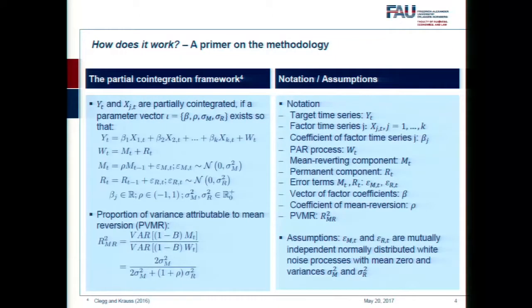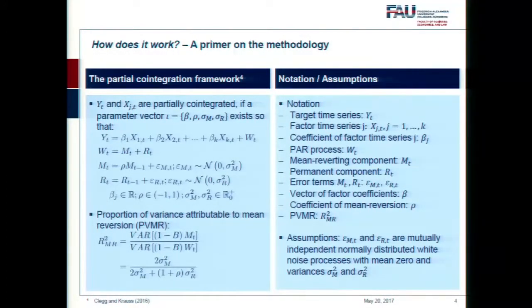So now that we know what partial co-integration is, we will discuss how it works. The target time series Y and the factor time series x1 to xj are connected by a partially autoregressive process. That means by a stationary AR1 process and a random walk process. What we assume is that the innovations belonging to the permanent component, to the AR1 process and to the random walk process are mutually independent and normally distributed white noise processes with zero mean and variances sigma square m and sigma square r respectively.